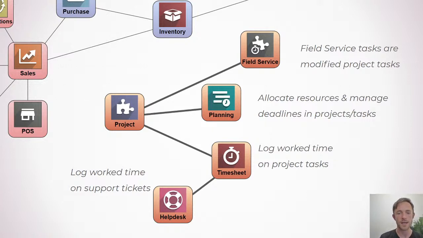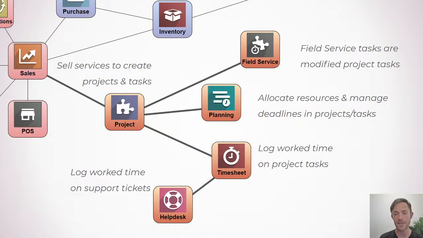Basically, it's a modified version of a project, and all field service tasks are really just a special type of project task. And then our friend, the sales app, connects to the project app in a really big way because if you sell a service, it can automatically generate a project or a task or a project and a task in the project app. And that's what you'd usually do if you sell some sort of consulting service, for example, that you have to deliver. And finally, the inventory app connects to field service in a really big way because your on-site field service technicians might consume components while they're out on a job.